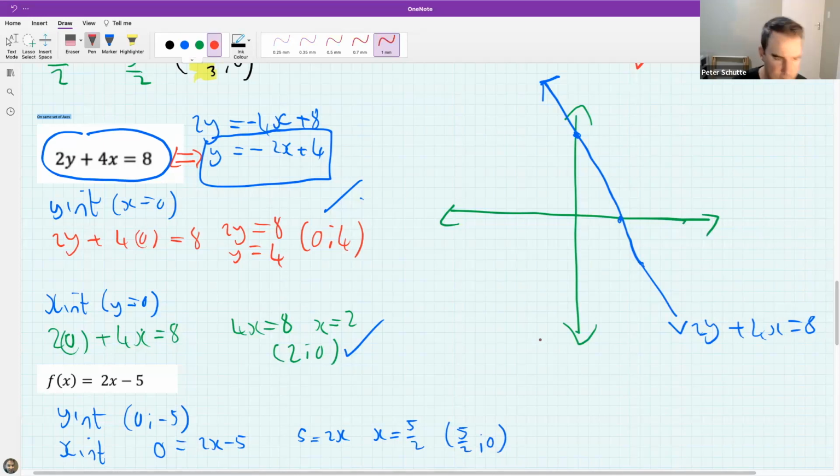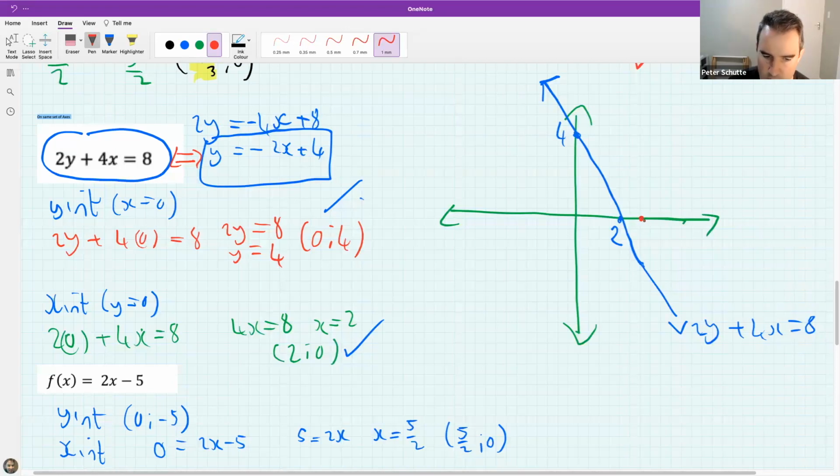What would that look like if you drew it on your graph? Yes, Lomex, I agree. 5 over 2, 0. I haven't labeled these points, so I suppose I should do that. This is going to be the point 2, and this is going to be the point 4. Now, this is going to be 5 over 2, or 2.5.